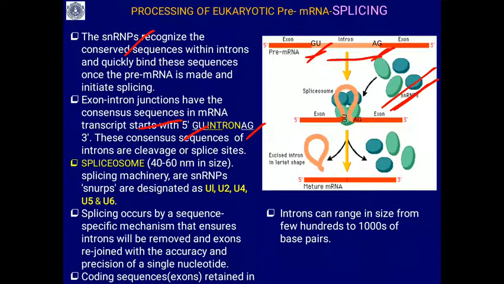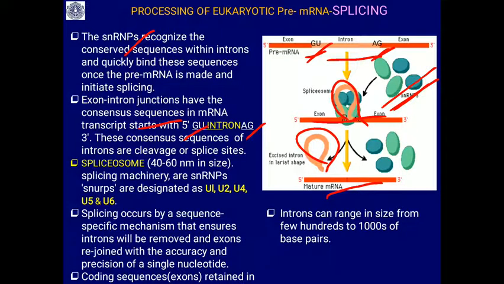In this process, splicing occurs by a sequence-specific mechanism that ensures introns are looped out like this. You can see it gets looped out here, and in that process the exons come closer and get rejoined. In this way the coding sequences will be retained. So that is the process of splicing.